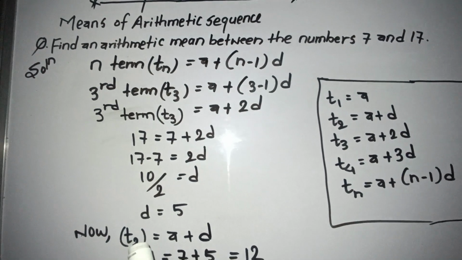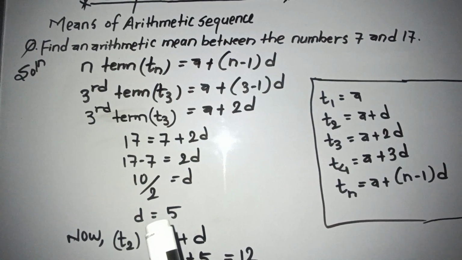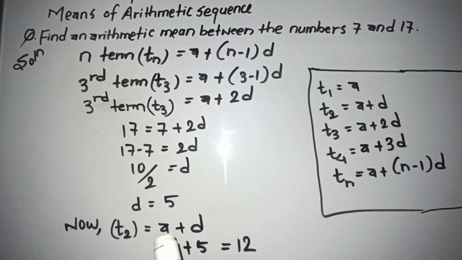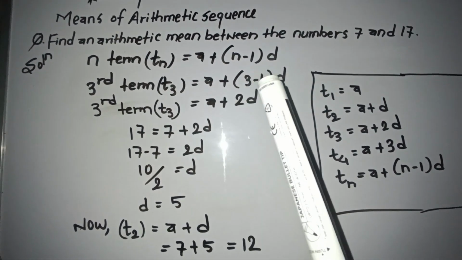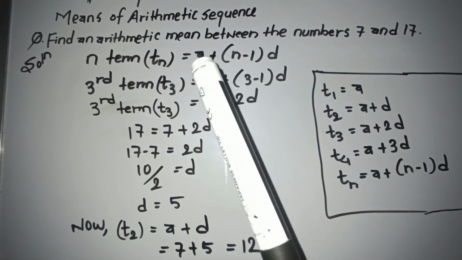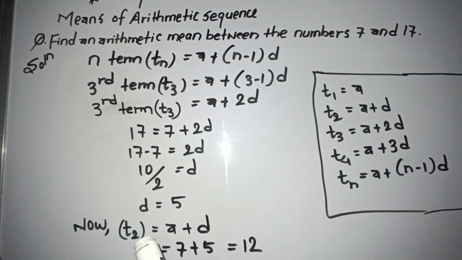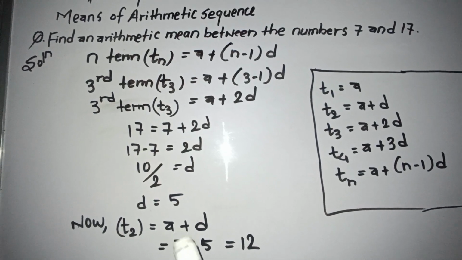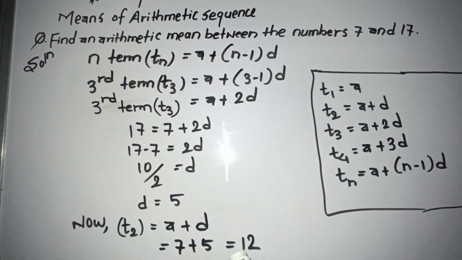Now we need to calculate the second term, or the arithmetic mean between the numbers 7 and 17. Then we use the formula a plus d, the second term. So we have the first term 7 plus the difference we already calculated, 5, equals 12.